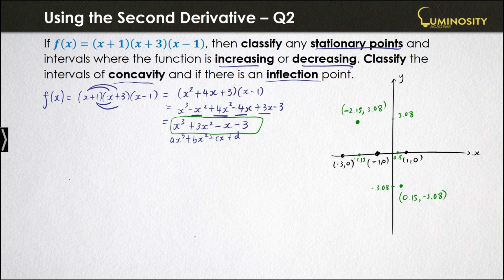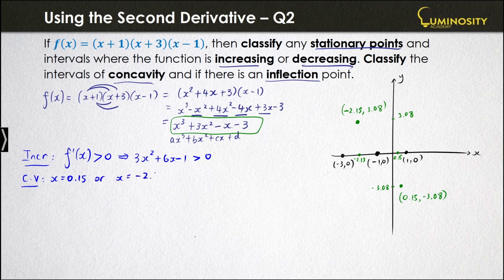Okay. So I have for increasing, f prime x must be greater than 0, but that implies 3x squared plus 6x minus 1 must be greater than 0. So we've got our critical values. We found them. That's when it's equal to 0. So that's x is 0.15 or x equals negative 2.15. So on our number line, let's put that there. So negative 2.15 is here, and 0.15 is here somewhere. So all I need to do is test the regions.